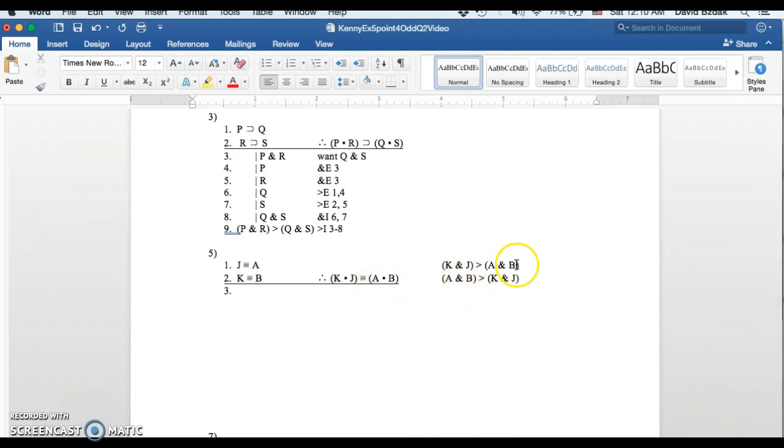So in other words, we need to get two conditionals to get the biconditional. So let's start with this one. Again, these I'm just writing out here to show what we need. These aren't premises or anything, but they're conditionals. So let's use conditional introduction. So K and J, want A and B. We get K by conjunction elimination of 3. We get J by conjunction elimination of 3.